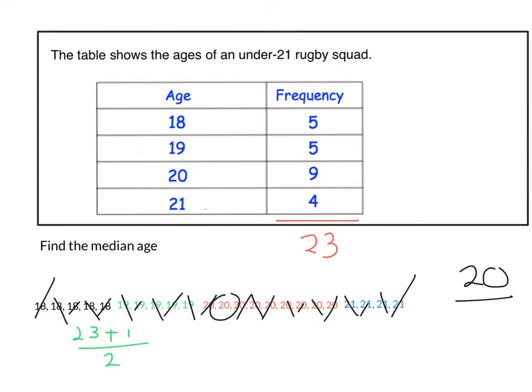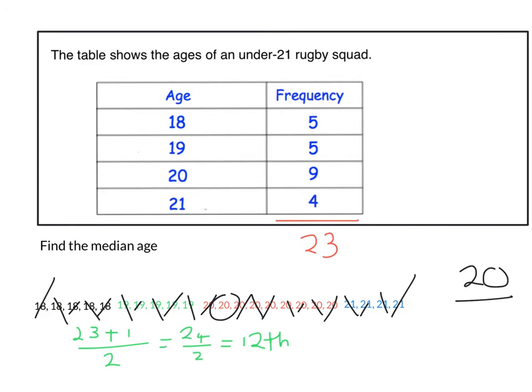So you always need to add 1. That's 24 divided by 2, which is 12. So I'm looking for whatever the 12th number is. And you can see 1, 2, 3, 4, 5, 6, 7, 8, 9, 10, 11, 12. Okay, so the trick is add 1 to how many numbers there are and divide by 2.